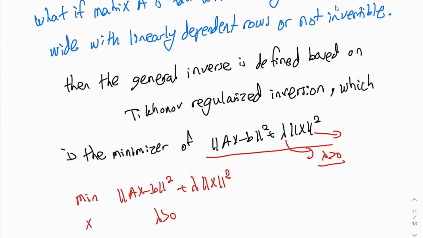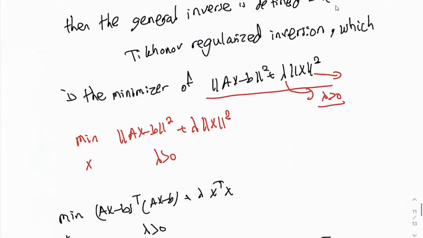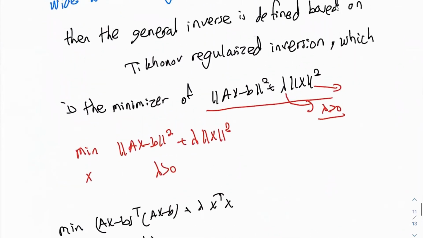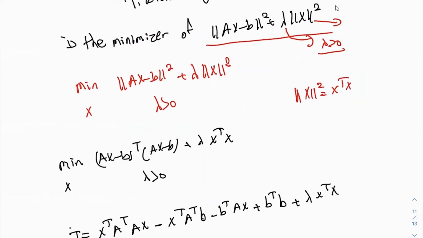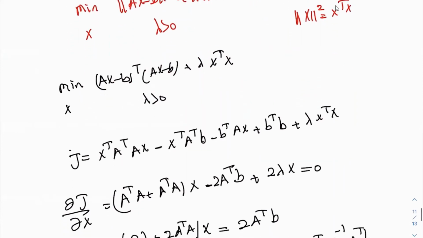Okay, good. How do you find the minimizer of this? We have to take a derivative with respect to x and set it to 0. We are minimizing with respect to x. Lambda is just a parameter. Okay, so we use the definition of the norm that we have. Norm of x squared is just equal to x transpose x. We are going to replace them here, and we simplify this. First, we're going to multiply these parentheses together, right? We get J. J is just this.